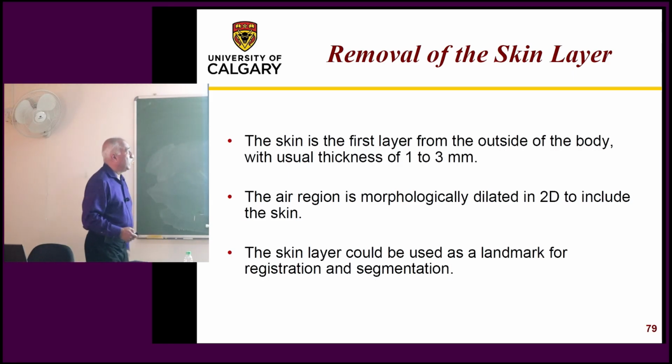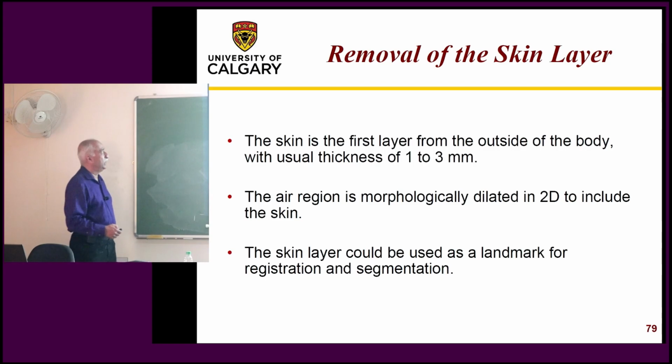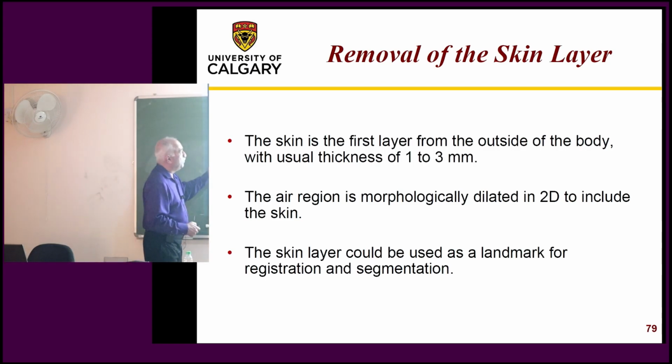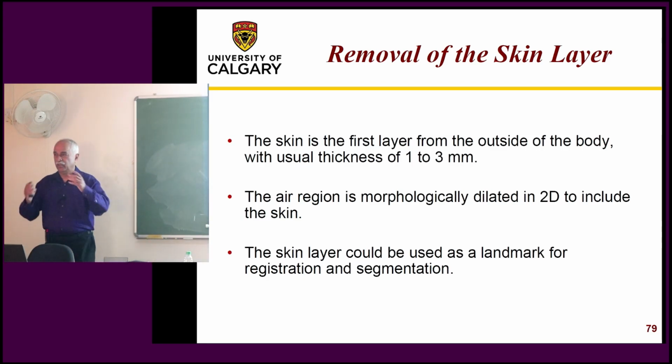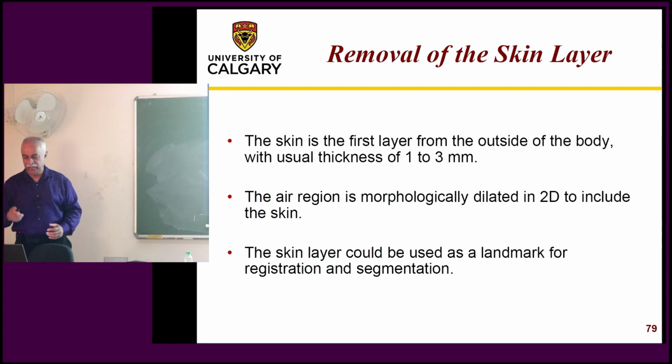The skin is the first layer from the outside of the body with a thickness in the range of 1 to 3 millimeters. The air region is morphologically dilated in 2D to include the skin. And then the skin layer could be used as a landmark for registration, segmentation. So you know that's the boundary of the patient's body.